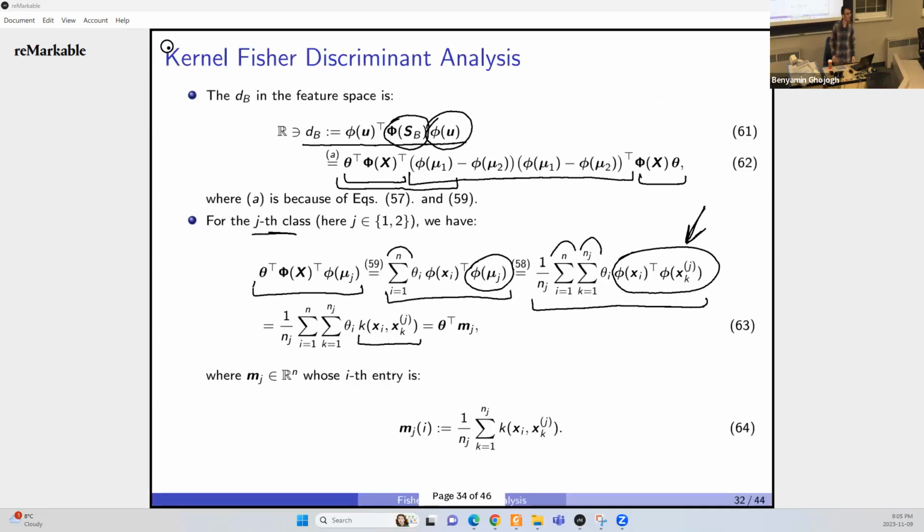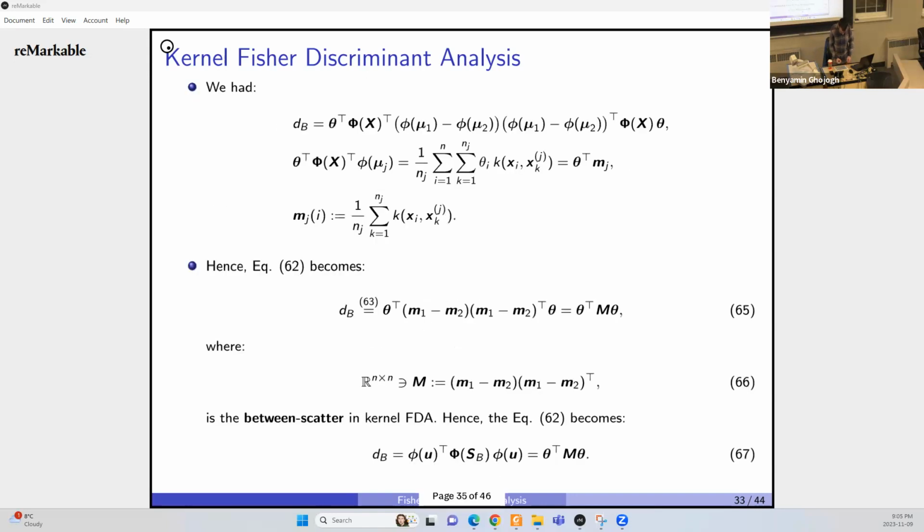I myself published a method where I kernelize my method using these things. Okay. So now if I define mji as this, I can write it in vector form as theta transpose mj. What is mj? As you see, it is the kernel between all of the points and the points of the jth class. Do you see? So basically, what does it say? On average, how similar the points of the jth class are to all of the points in the data. You see that?